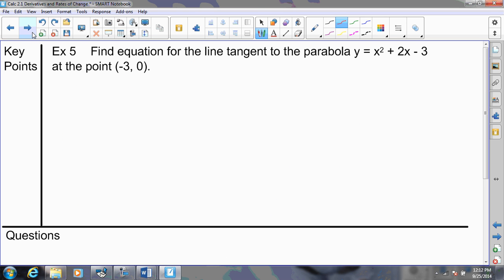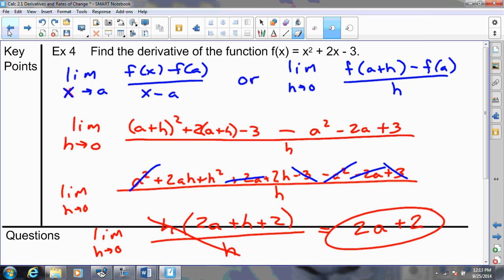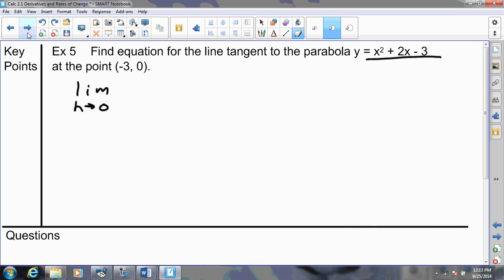Find the equation for a tangent line to the parabola y equals x squared plus 2x minus 3 at the point negative 3, 0. Yes, this is what we were doing before, but specifically, since we're looking for the slope of a tangent line, let's take our limit as h approaches 0. The whole point is, I'm hoping you saw, it's the same function as example 4, the one we just did. So we already have our derivative. The derivative was 2a plus 2.